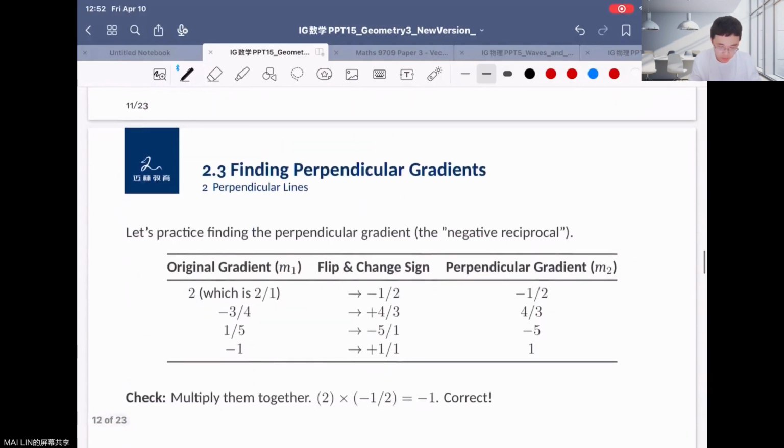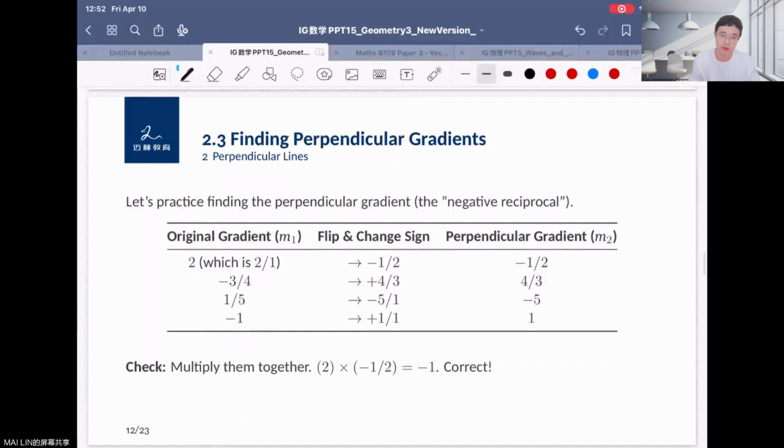For example, I draw a graph for you. If the original gradient m1 equals 2, we flip it and change the sign, so the perpendicular gradient is -1 over 2. For the original gradient -3 over 4, first flip and then change the sign.